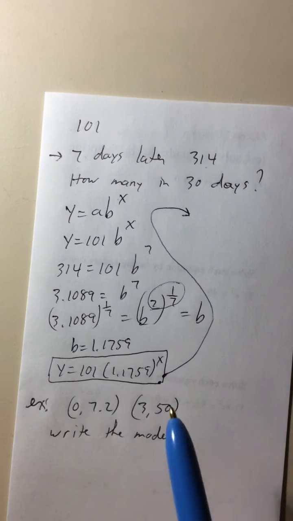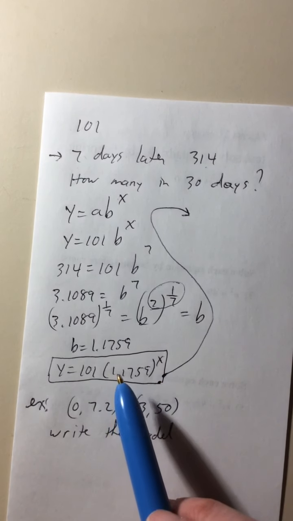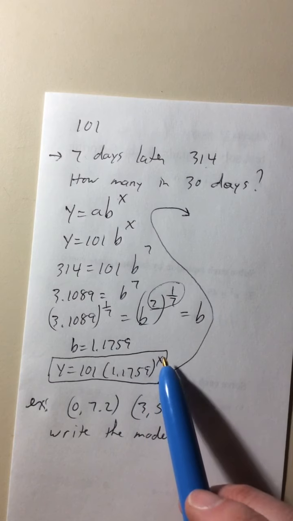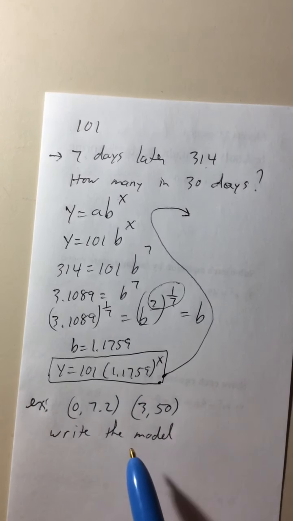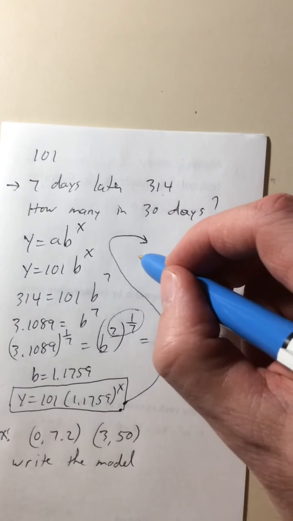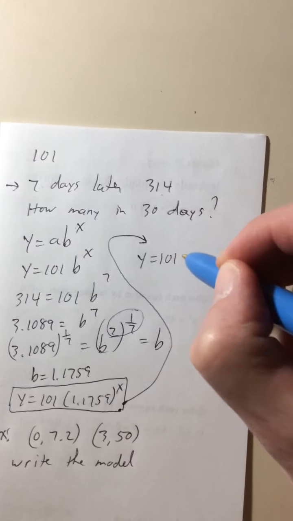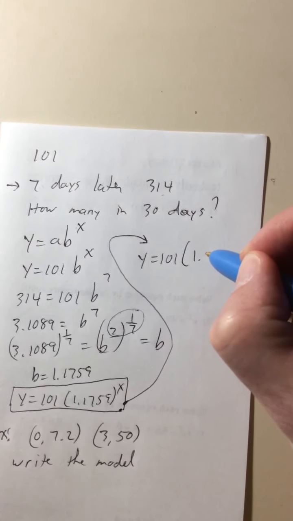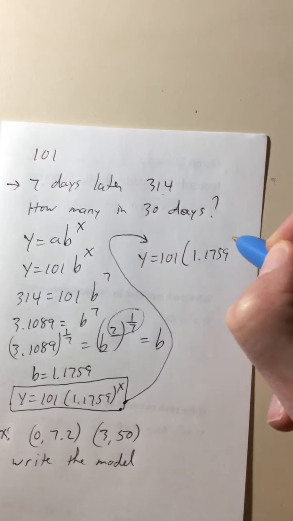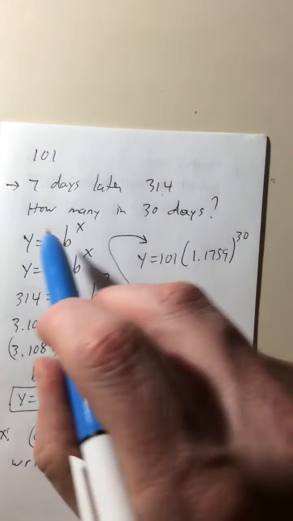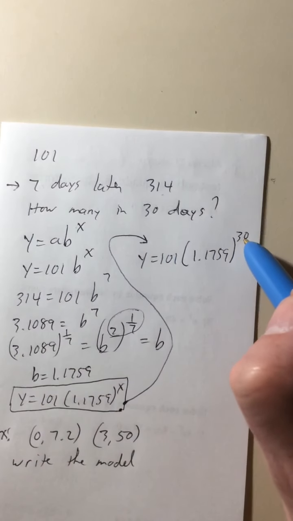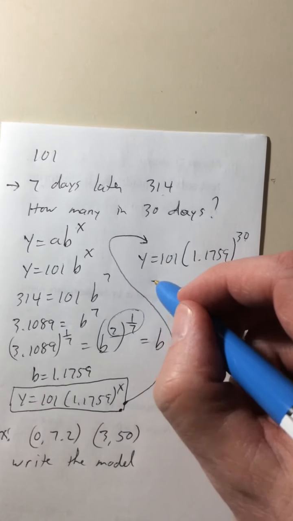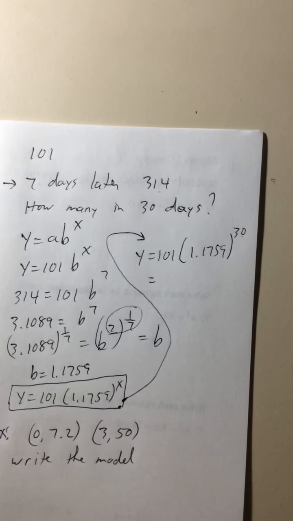And so what we're going to do here is take 30 days, put it right in there, so 1.1759 to the 30th power, get some answer, and multiply that by 101. So we're going to have y equals 101 times 1.1759 to the 30th power, right? Because that's how many in 30 days? One month later. 30 days right there. So I'm just going to do the work on the calculator here.